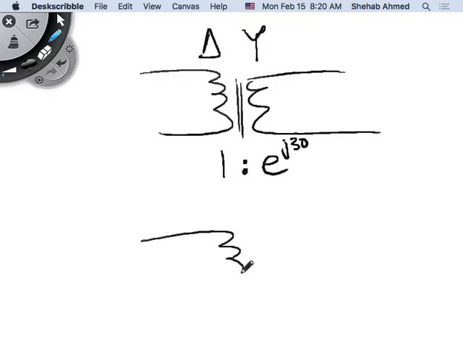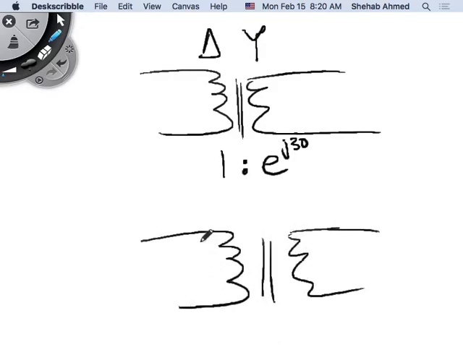How about if it's a star delta? I will say that in this case it's e to the j30 to 1. Right? Star will always be the high voltage side. Okay? So this is what we're going to end up with in the per unit equivalent circuit.